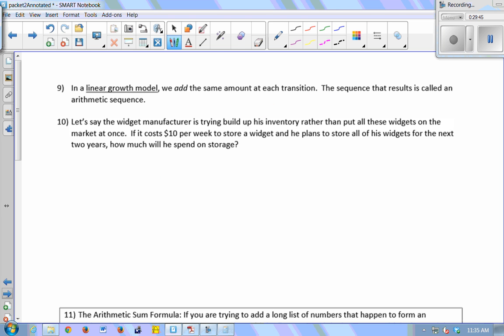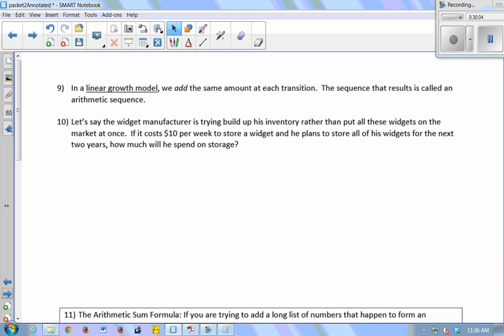So let's complicate this problem even just a little bit further. In a linear growth model, you add the same amount at each transition, and the sequence that results is called an arithmetic sequence. So that's just to review what we've talked about so far. So moving on to number 10 here.